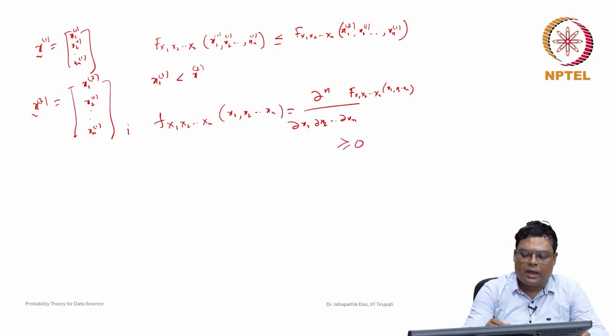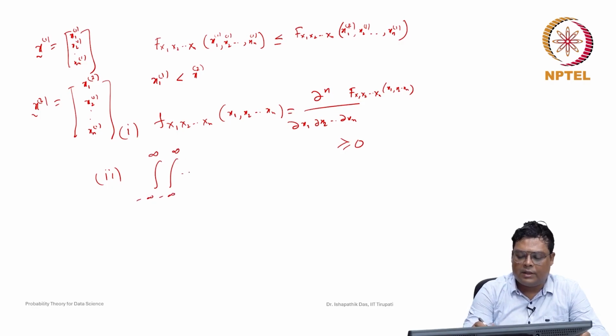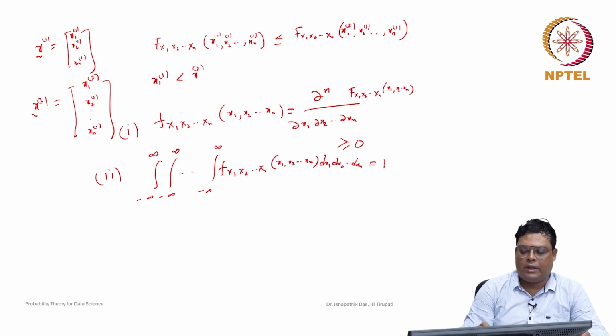This is one property. Another property, as usual like in the bivariate case we discussed: if you take the integration over the whole R^n, minus infinity to plus infinity, of this probability density function, it is nothing but the probability of the certain event. So the integral of f(x1, x2, ..., xn) dx1 dx2 ... dxn should be equal to 1. These are some of the properties, and also many other properties like in R2 we have discussed.